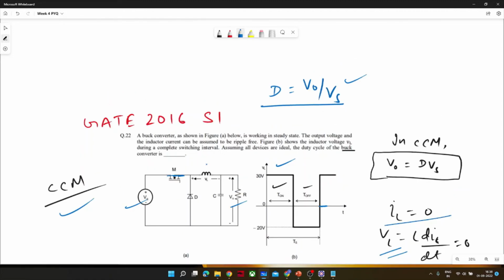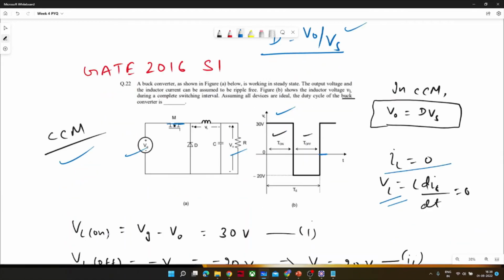That is 30, but what is 30? V in minus V naught. Yeah, correct. In parametric terms, I wanted to ask. Thanks. It is correct: V in minus V naught, that is Vg minus V naught. Vg is given here, so I am using the same terminology.